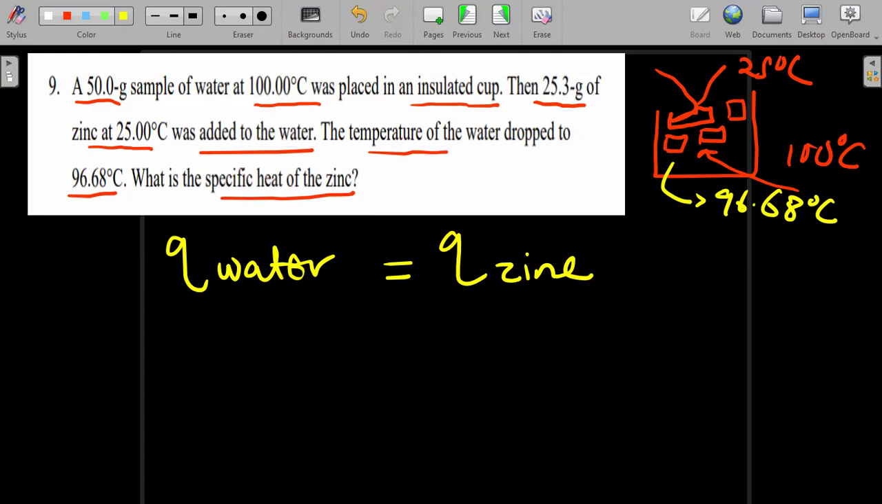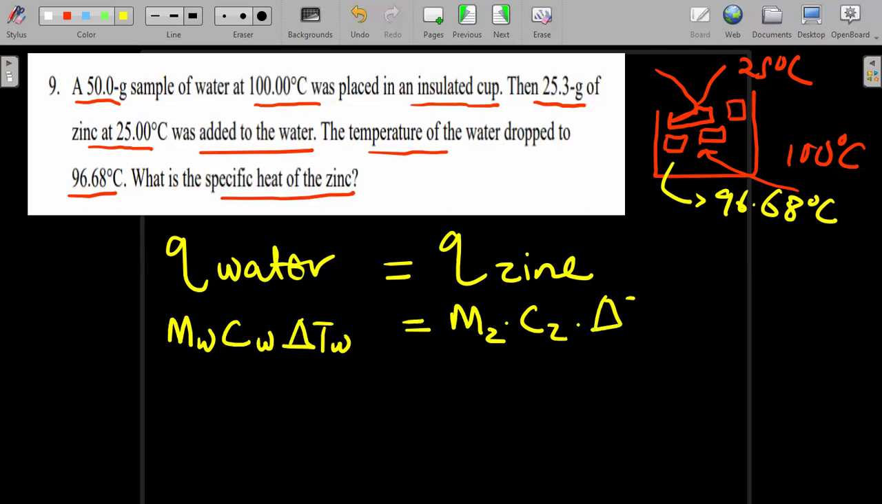So how can we find the specific heat of zinc? We start first with the water. To find the heat lost by the water, we need to multiply the mass of the water by the specific heat capacity of water by the change in temperature of the water. Then this is going to be equal to the mass of the zinc multiplied by the specific heat capacity of the zinc, that's what we want to find, and then multiplied by the change in temperature of the zinc.